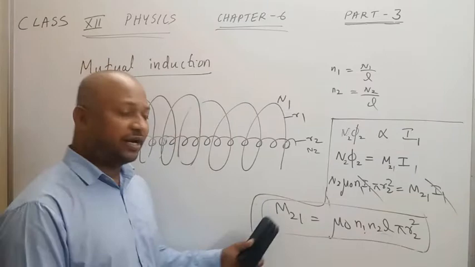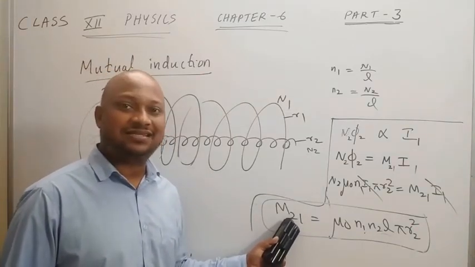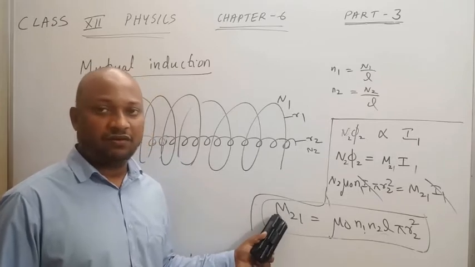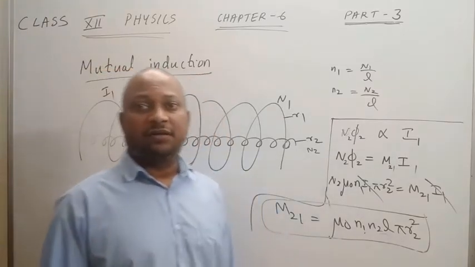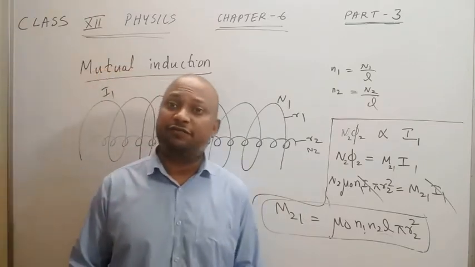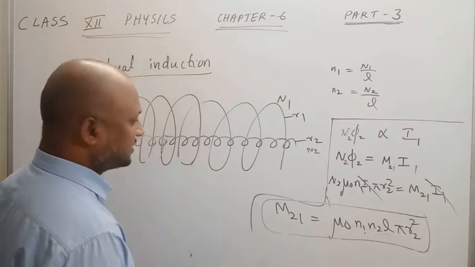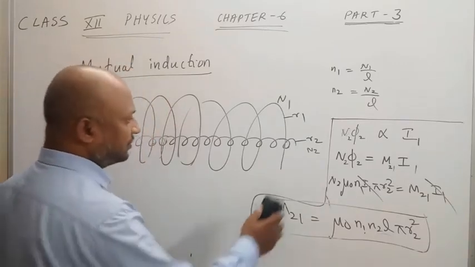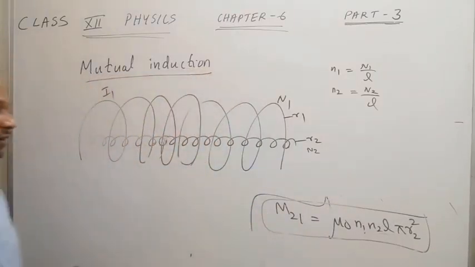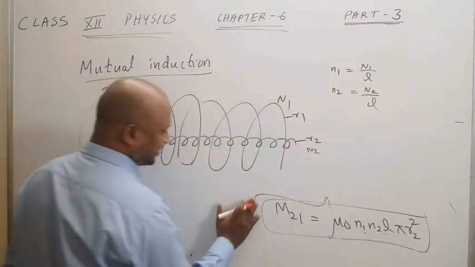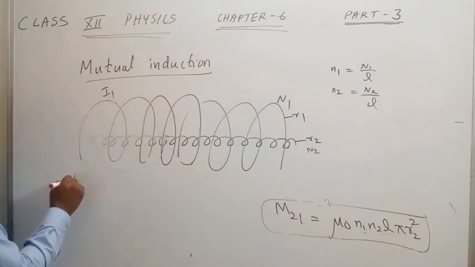So this is a mutual inductive power of the second one with respect to the first one, which is called the mutual inductance of the second coil with respect to the first coil. And let's find the opposite, the mutual inductive power of the first coil with respect to the second coil. For that again the similar concept we are going to use. The final answer I am not deleting here. Let me keep the final answer to compare with the answer we will be getting right now.